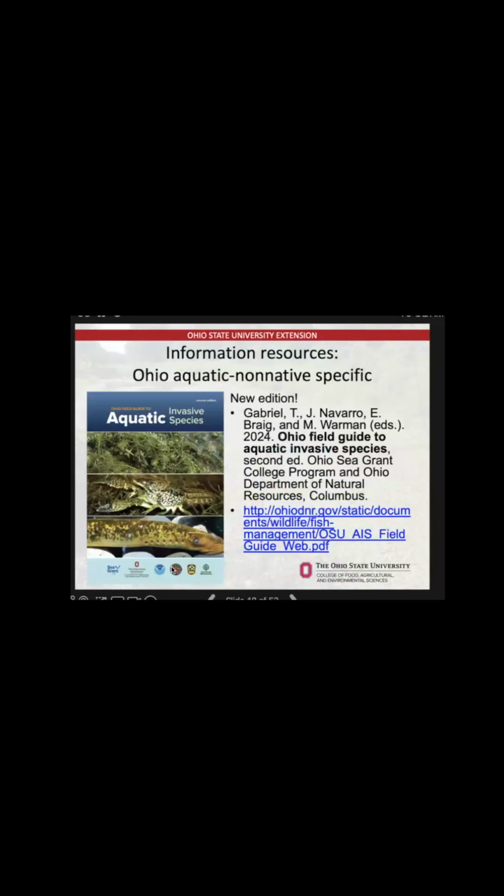New edition of the Ohio Field Guide to Aquatic Invasive Species, of which I'm a co-editor. I've got a small collection of those here. I've got more in my office, but I'm running low already, so grab them up if you want them. Hopefully there'll be another print run soon, and if you don't get one here today and wanted it, drop me a line so I can get it to you, but feel free to make use of this field guide.